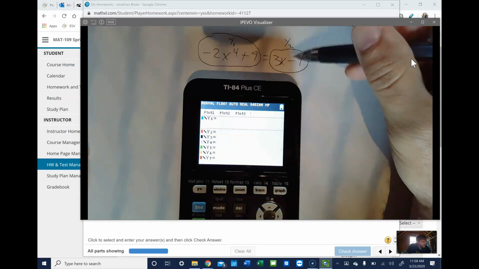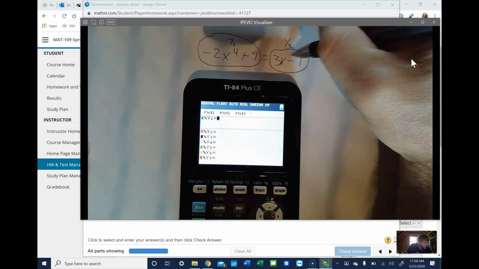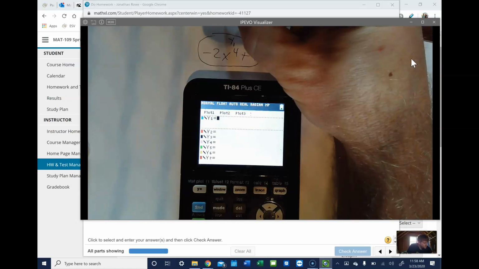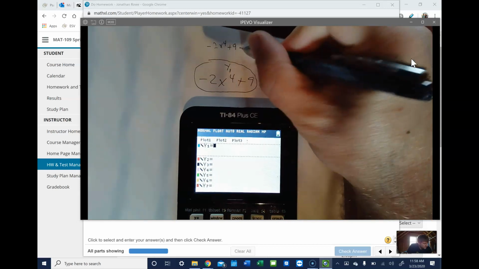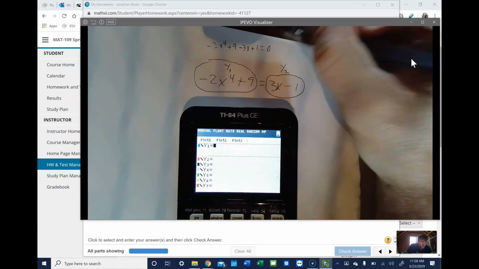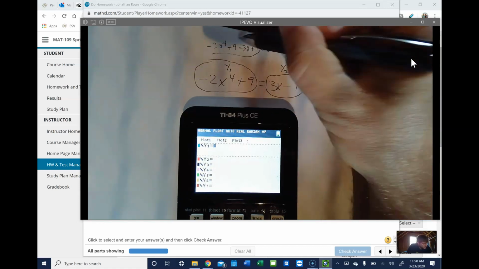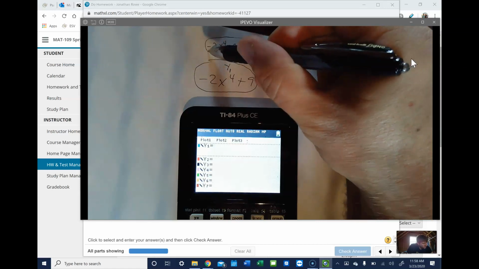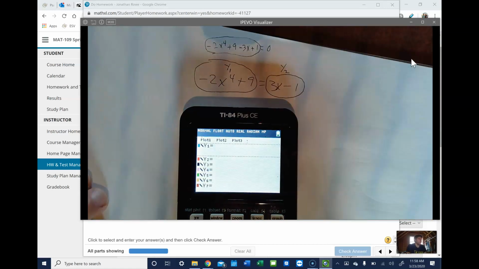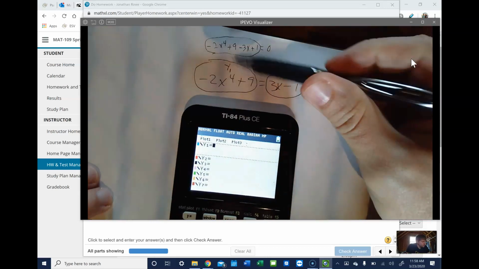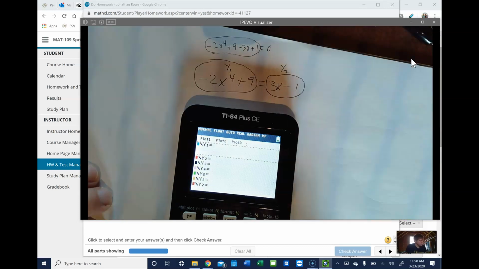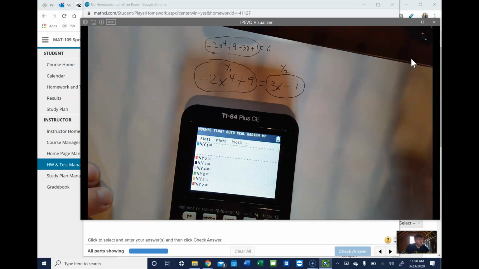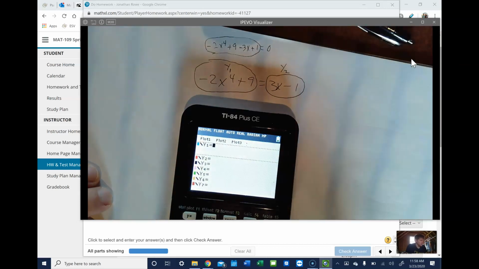Another way we could do it is we could move everything to the same side. We could move the 3x and the minus 1 over here, and it would be negative 2x to the fourth plus 9 minus 3x plus 1 equals 0. And we could just take all of this and put it into y1 and find the zeros just like we did on the previous problem. But this may be a little quicker. You just want to put one side of the equation into y1, put the other side of the equation into y2, and that's another way to do it. On the previous problem, the other side was just 0, so we didn't have to do anything like that. So let's do that.